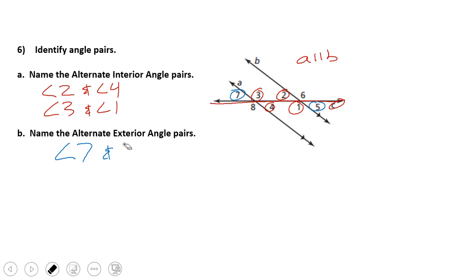I almost messed that up. I've been having a hard time writing today. Angle 5. And then we have 8 and 6 are also alternate exterior angles. And they are all congruent.